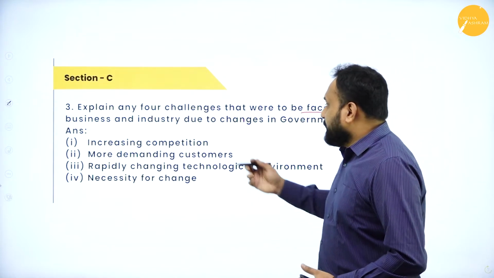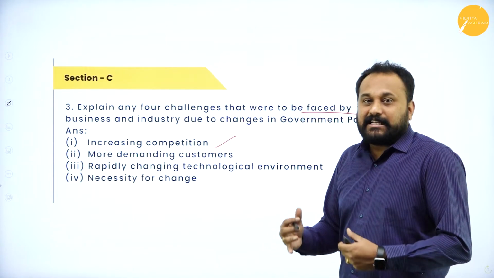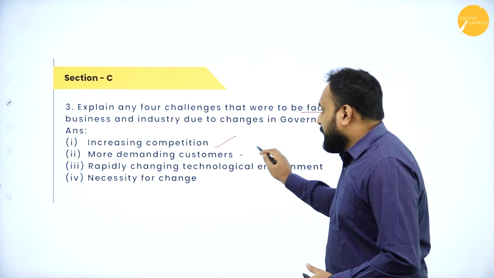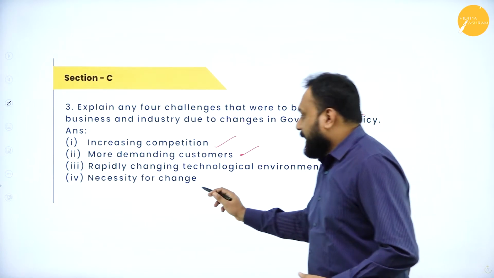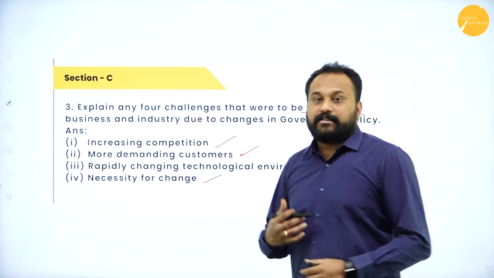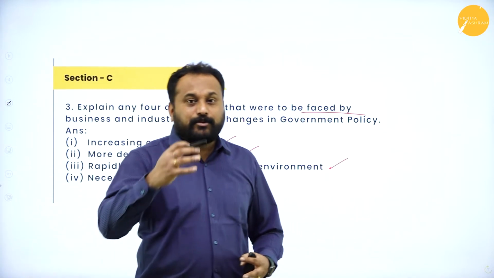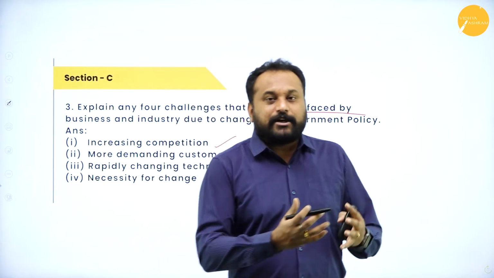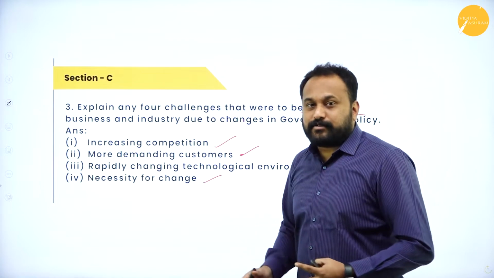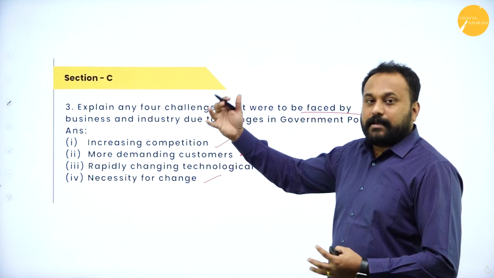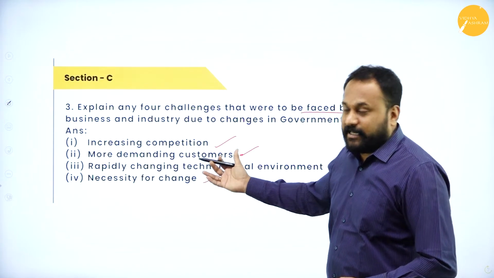Now, the minute there is a change of government policy, what happens is there is an increase in competition, more demanding customers, rapidly changing technology and environment, and necessity for the change. So these are the 4 things which really happen, and you people already know that. How are you supposed to write it? If you get the same question here, you are supposed to write the meaning of business environment, then the definition of business environment, and then the 4 points and start explaining it.